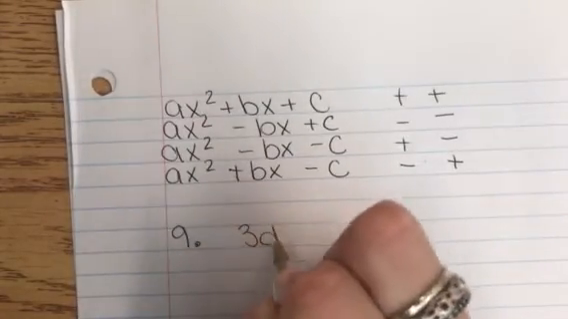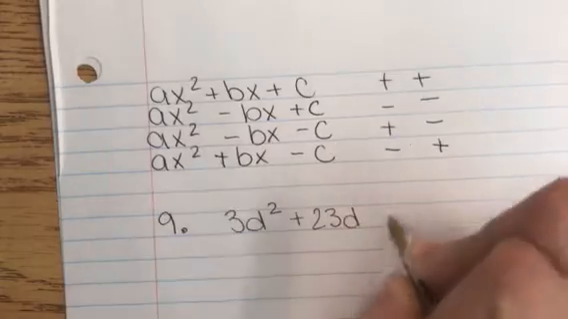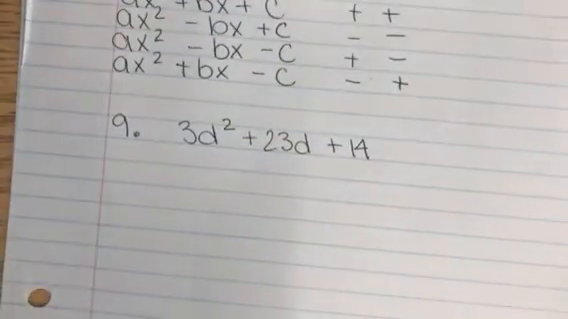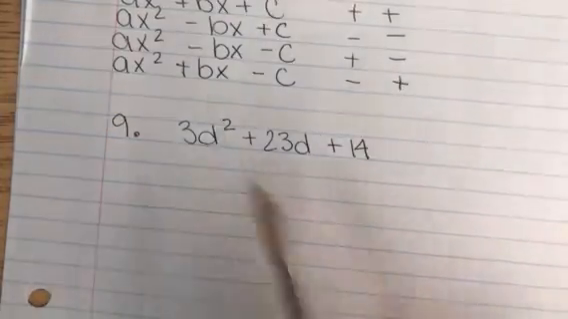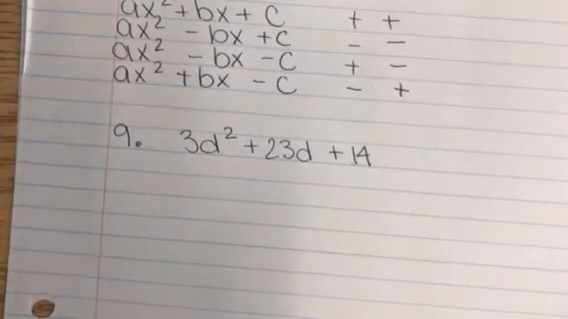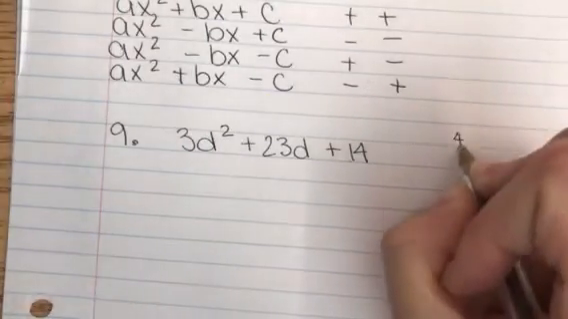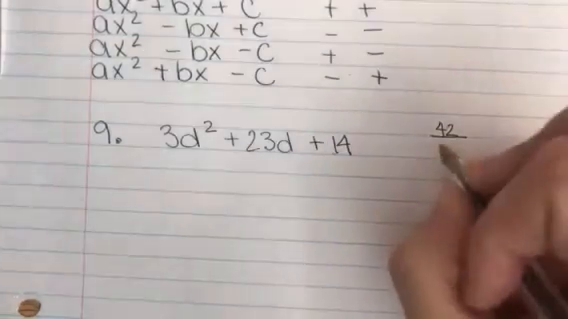Number 9 says 3d squared plus 23d plus 14. Now, if you need to, you can obviously use a calculator to help you with finding the multiples, with finding what they add up to. But our first step when we're going to factor a trinomial is to multiply a times c. So we're going to take 3 times 14, which gives us 42. Then we want to start thinking of numbers that multiply to make 42.